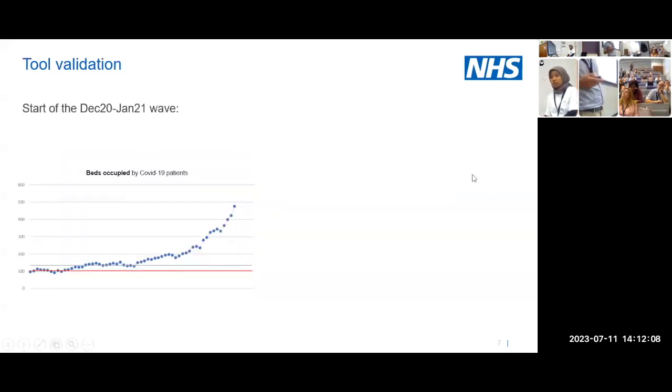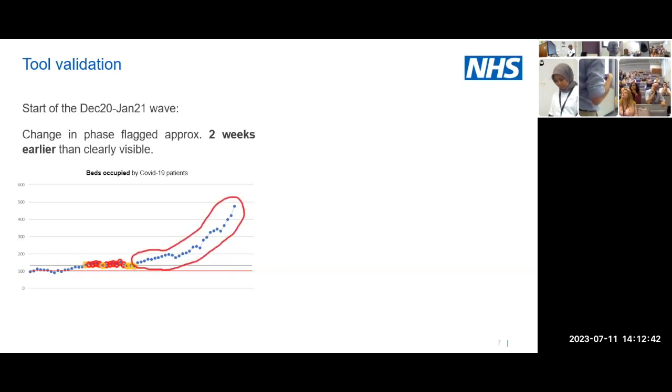Yeah. Thank you. So once we were happy with the mathematics and the criteria, we decided to validate the tool. And to do that, we took all their data, and in particular, I looked at the start of the December-January wave. As you can see. I calculated the limit for the phase 1, and I kept it constant. And then I went to mark each point with the corresponding flag that would have been triggered.